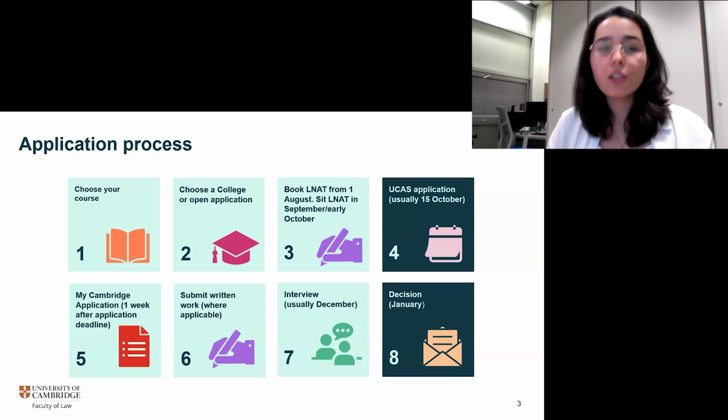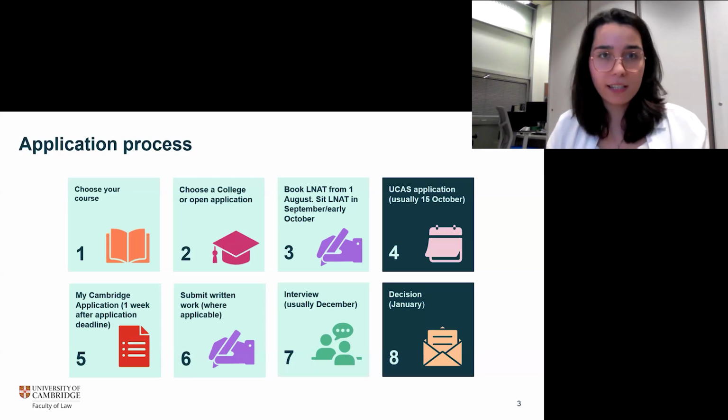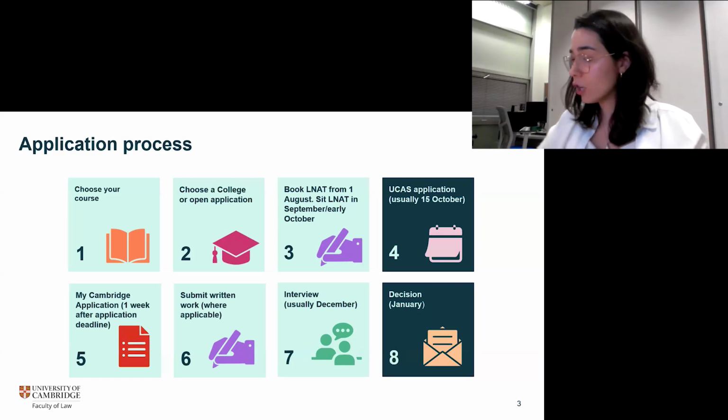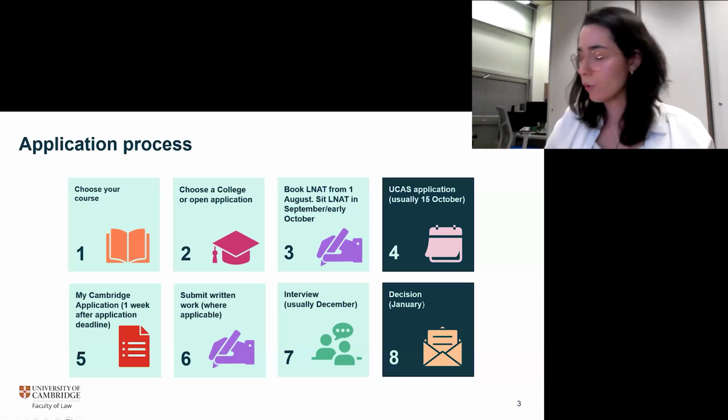After you submit your UCAS application, you have to submit your My Cambridge application, which is a different thing, although the name can be a bit misleading. Submit any written work that you might need to, and have an interview if you're invited to interview. That will usually happen in December time. And then the decision will come in January. So this is what the timeline looks like.